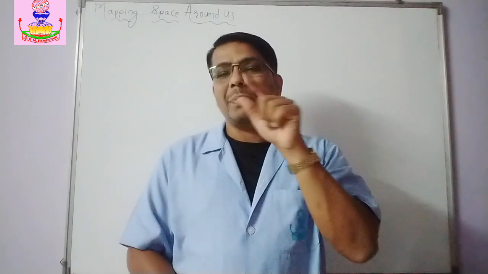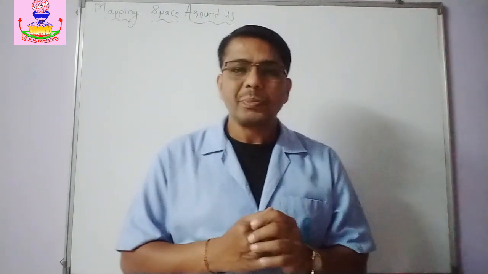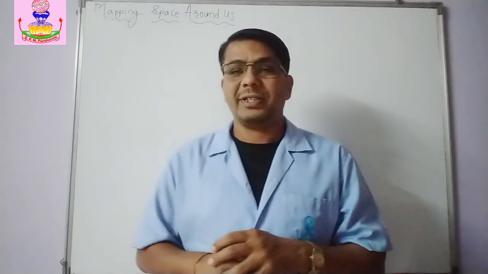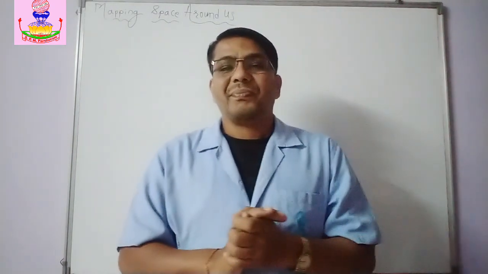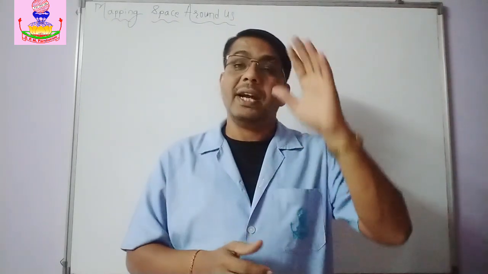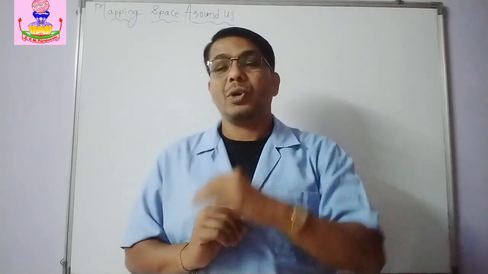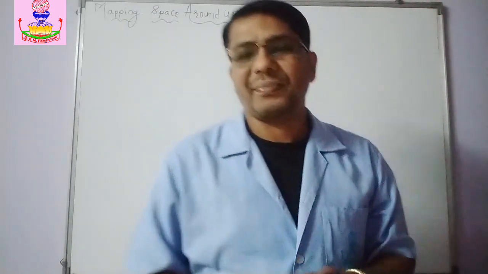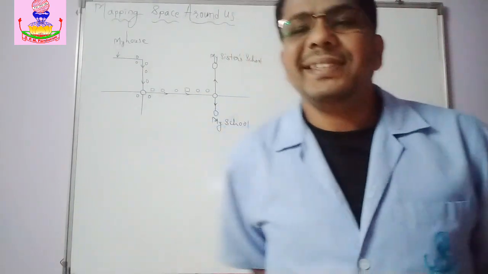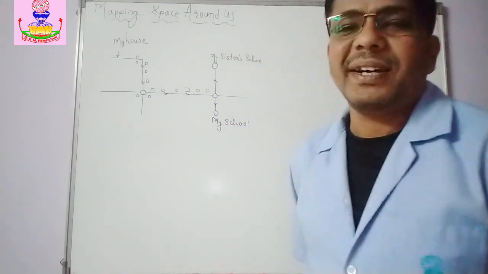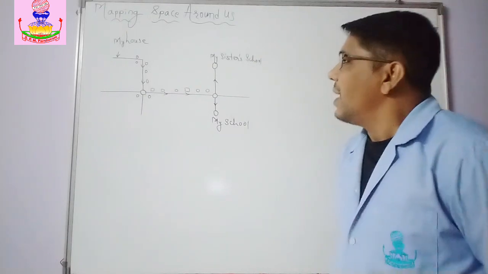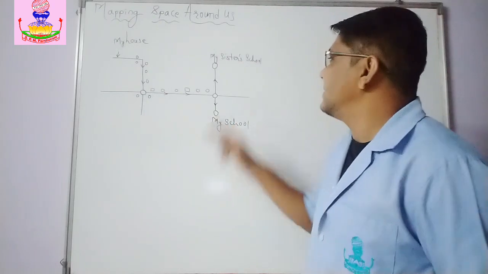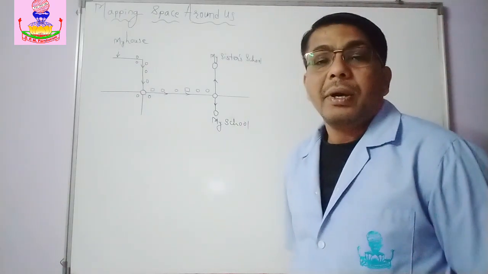Now, I am going to show a particular map. For example, a specific map drawn by one of our schoolmates. Master Ayush Khedekar has drawn a map from his house to the school. Okay, let us see. Now this is the map drawn by Master Ayush Khedekar. See, this is his house, this is his school, and this is his sister's school.